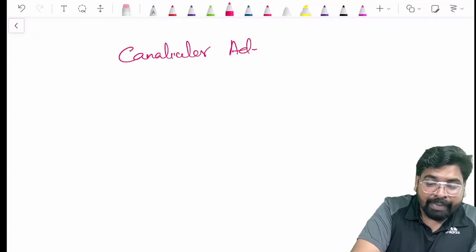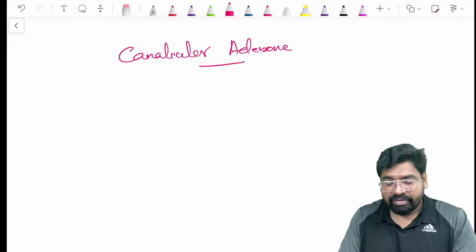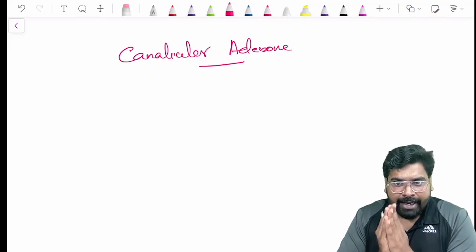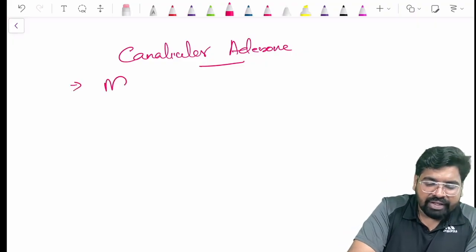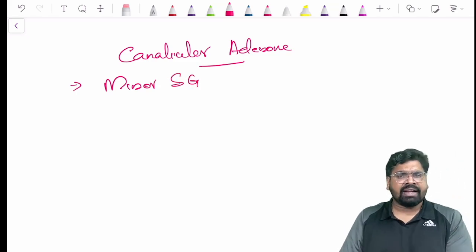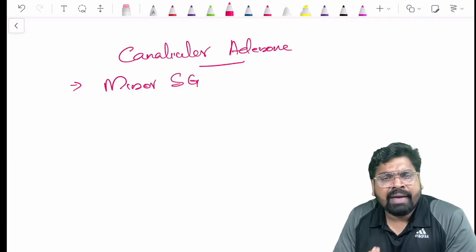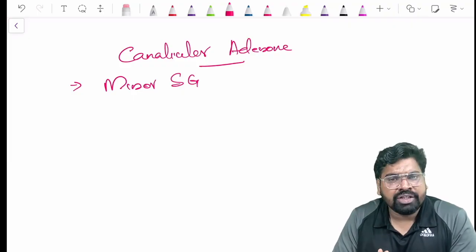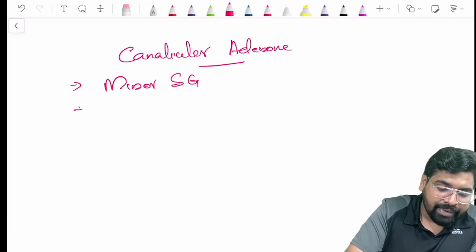Canalicular adenoma: what is the peculiarity, the speciality of canalicular adenoma? Canalicular adenoma only comes in minor salivary glands. It is exclusive to minor salivary glands. And canalicular adenoma is a monomorphic, monophasic tumor. It is epithelial in origin, just epithelial in origin, and it has a very striking predilection for the upper lip.